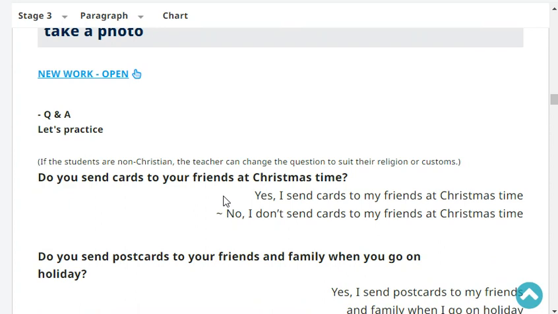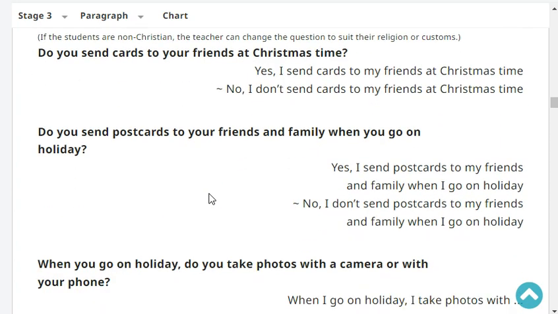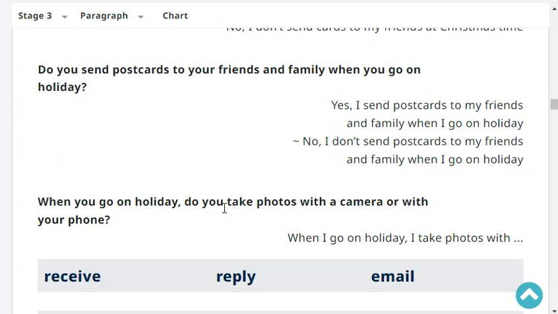Very good. Do you send cards to your friends at Christmas time? Yes or no? No, I don't send cards to my friends at Christmas time. Very good. Do you send postcards to your friends and family when you go on holiday? Yes or no? No, I don't send postcards to my friends and family when I go on holiday.